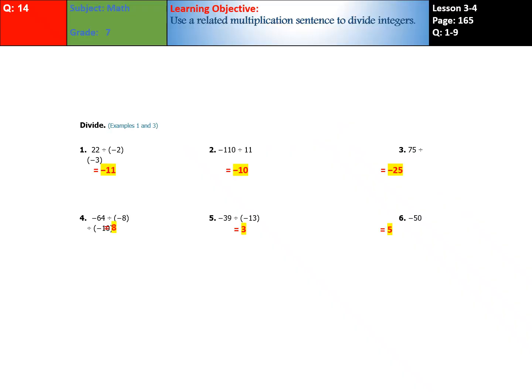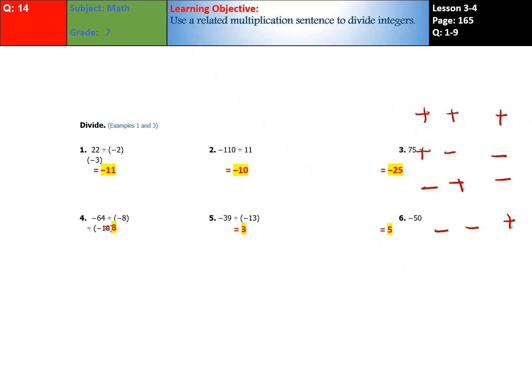Question number 12 is from lesson 3.4, page 165. Questions 1 to 12. 22 divided by -2 is -11. This is just the simplest division. What you have to do, again same thing: if both of them are positive, the answer is positive. Opposite signs, negative. Same signs, positive. Same like multiplying integers, dividing integers.